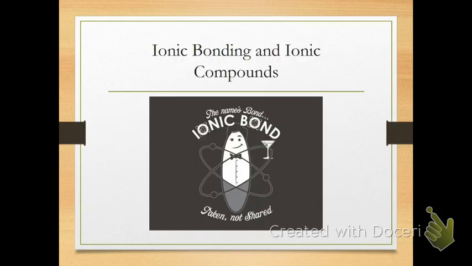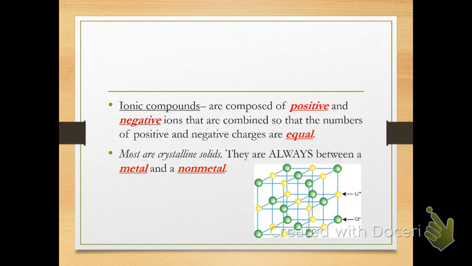All right, that brings us to ionic bonding. And, of course, ionic bonds are doing what with their electrons? Giving and taking, transferring. They're outright not sharing them. I'm outright giving you my electron, or I'm outright taking your electron. Ionic compounds are composed of positive and negative ions that are combined so that the numbers are equal.